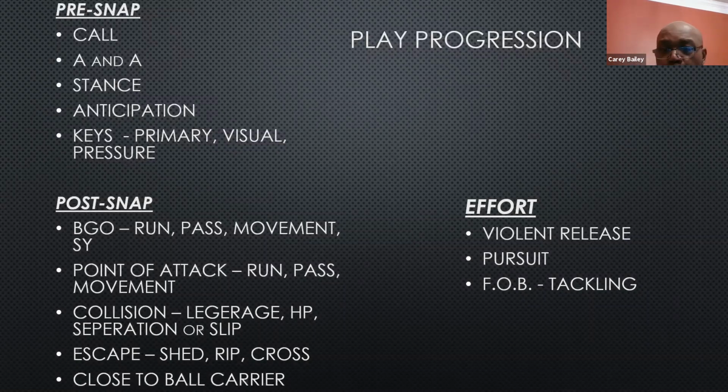So I always wanna be in an aggressive, violent, dominant posture anytime that I'm trying to disengage from a block. So we always talk about violent releases as opposed to just a separated shed. So it's going to be a violent shed, a violent rip, a violent cross, violent arm action, extreme strain body movements, okay? Pursuit, making sure I'm taking the proper pursuit angles, but again, we're talking about extreme pursuit.